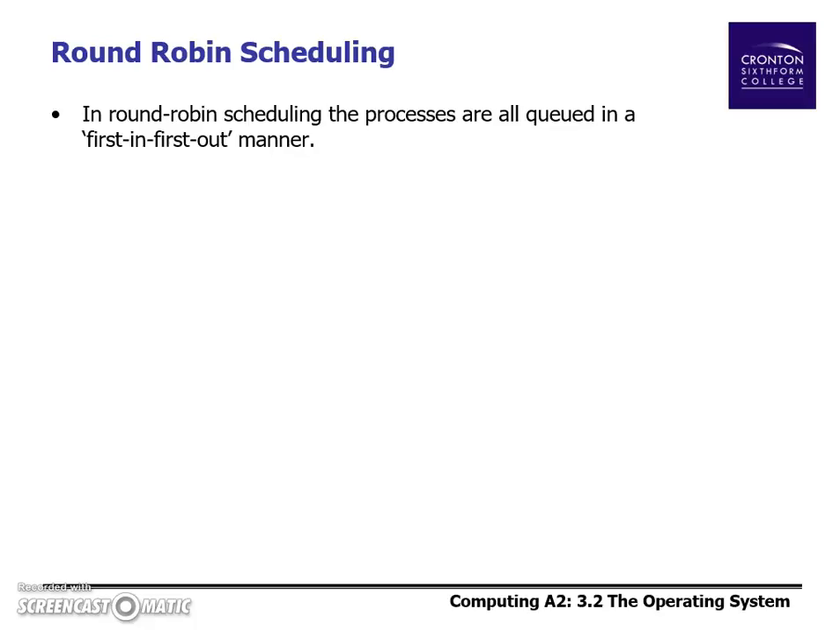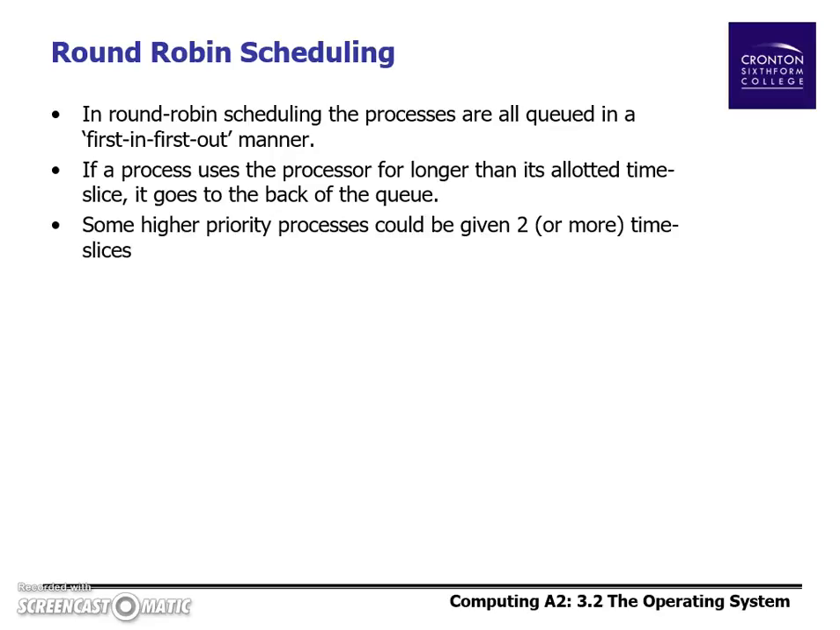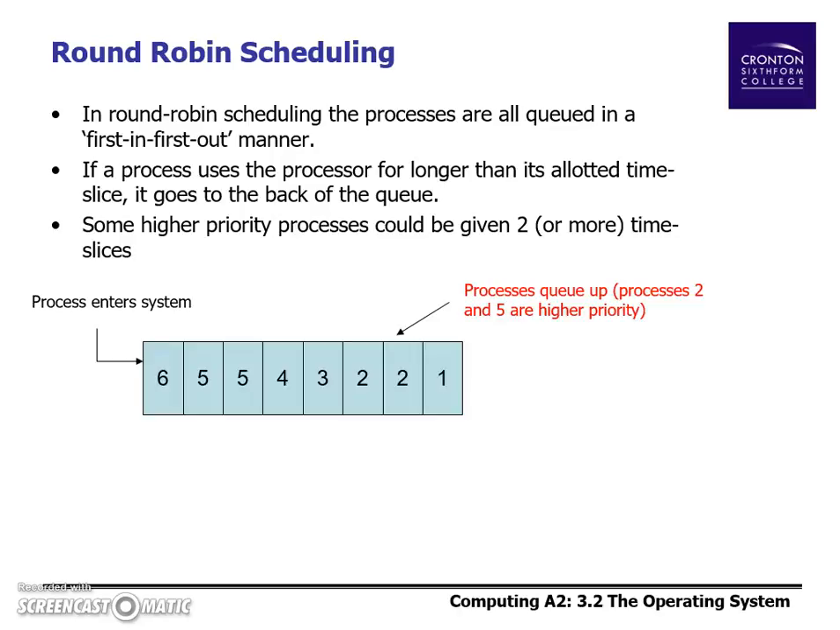In round-robin scheduling, the processes are all queued in a first-in, first-out manner. If a process uses the processor for longer than its allocated time slice, it goes to the back of the queue. Some higher priority processes could be given 2 or more time slices. So a process enters the system. Notice that 2 and 5 have 2 time slices as they are a higher priority.